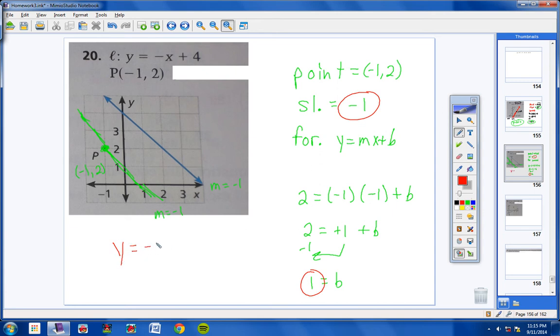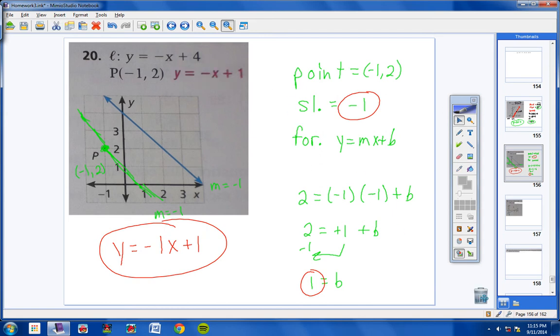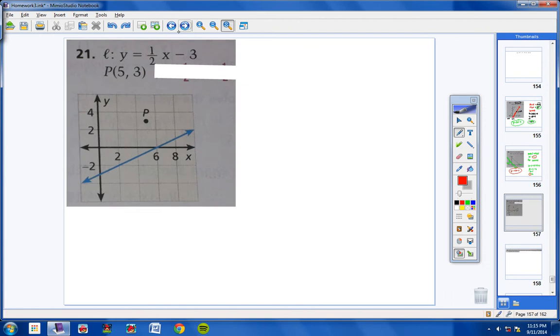Y equals negative 1x plus 1. And there we go. Let's see if we got that right. Let's grab this and drag it. And yep, we're pretty good. They did not put a 1 right here in front of the x, but you can definitely put a 1 there, so we're totally good. Moving on to number 21.